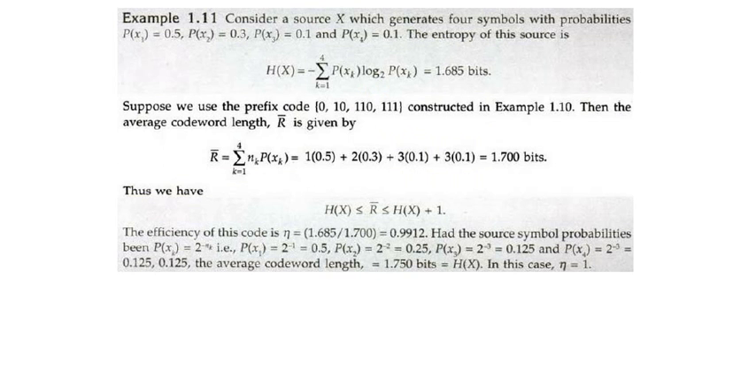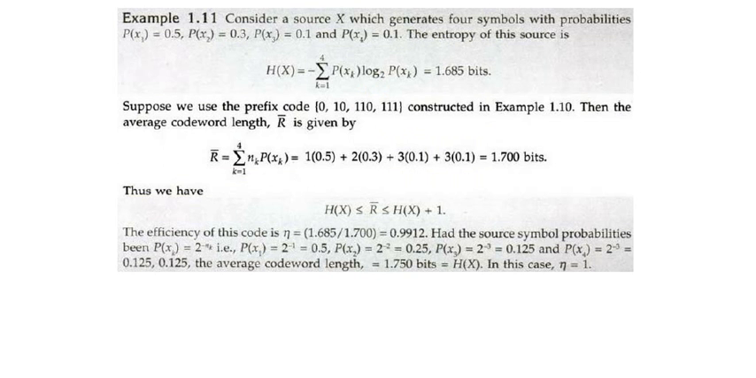Suppose, for example, let us assume that we are using some prefix code and we have generated code words for each symbol. The code word for x1 is 0, for x2 is 10, for x3 is 110 and for x4 is 111. So we have used some source coding technique and generated these codes. Then what is the average code word length, and how is it defined?